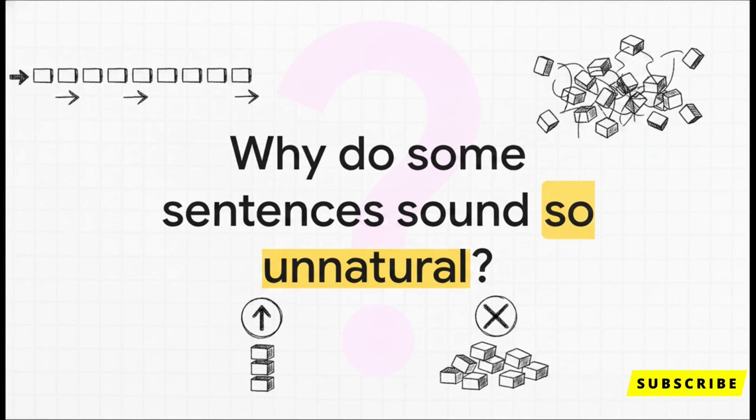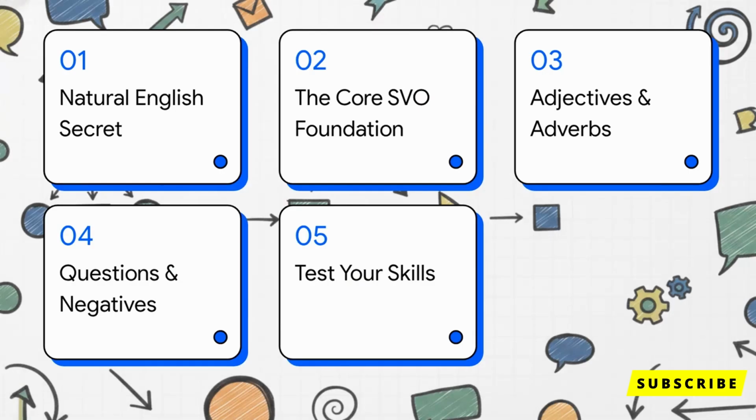You see, while some languages out there are incredibly flexible with where you can place your words, English is definitely not. It relies heavily on strict word placement to make sense. If you shuffle the words around, the entire meaning of your sentence can change, or it might just fall apart completely. So here is our agenda for today.